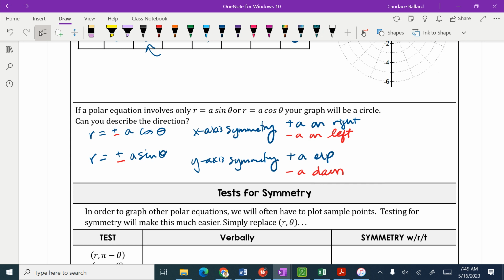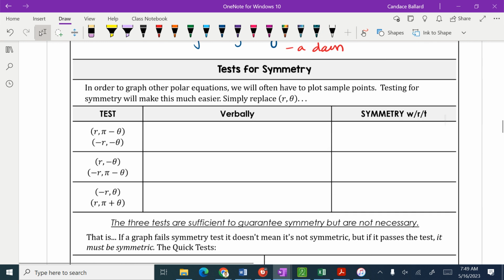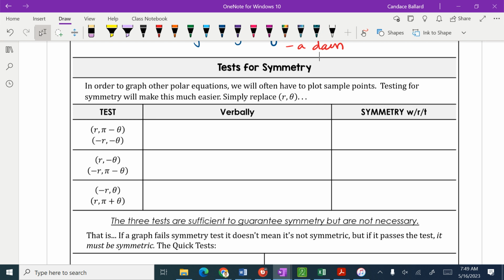Okay. So we're gonna write out some notes on how to figure out this symmetry stuff, verbal or the long way, and then I'm gonna show you the shortcut. This is in your backup plan here, if the shortcut doesn't work for some reason, we could use this. In order to graph other polar equations, so more than just a circle, because there's lots of different ones, we often have to plot sample points. Testing for symmetry will make this easier.